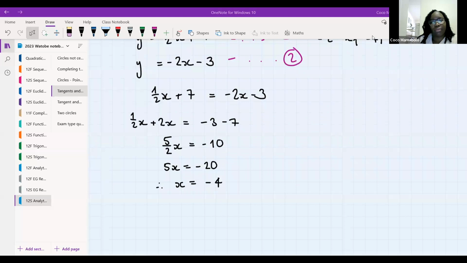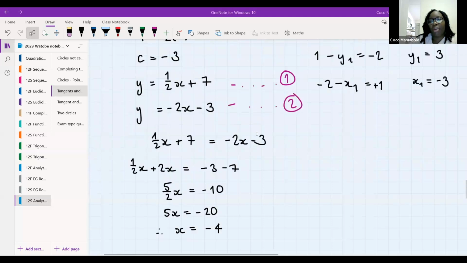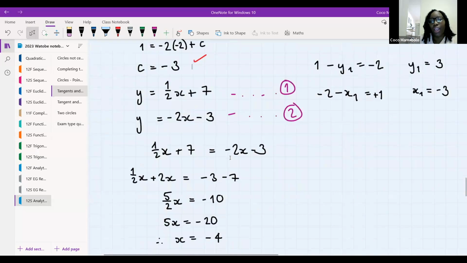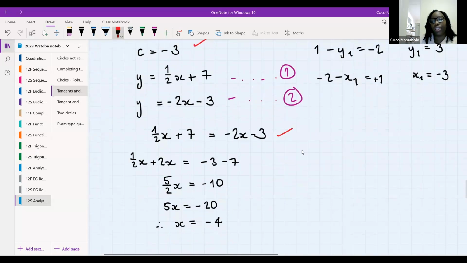Kamohelo? Teacher, how would this question be marked? How many marks would it take? Probably about 4. We can't give you a mark for the gradient we've already given you. They might give you a mark for the gradient of the radius if they're being generous, but they'll definitely give you a mark for the value of the y-intercept. Then a mark for equating these two together, and possibly a mark for finding x and then using one of the y's to find the answer for y.